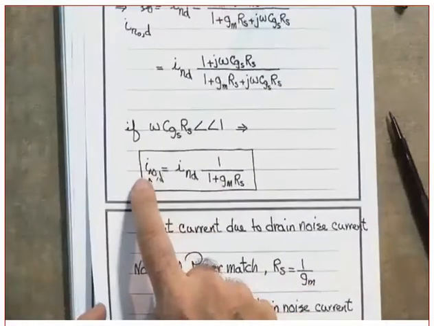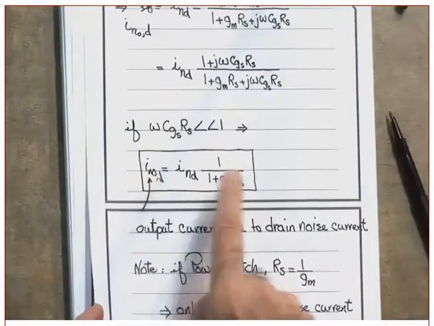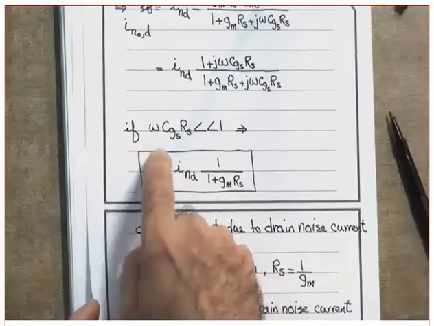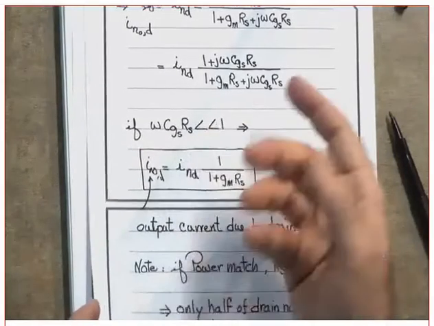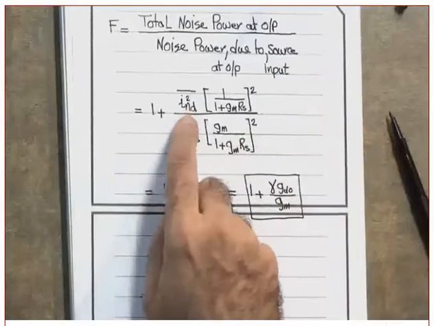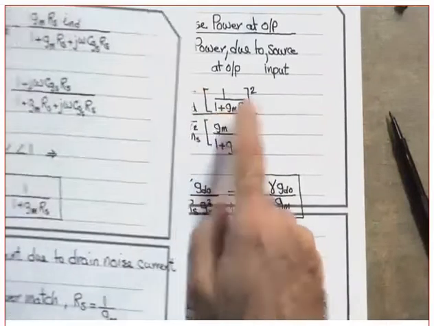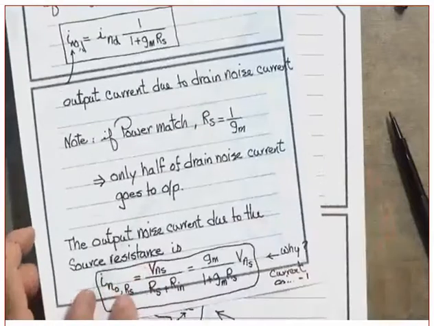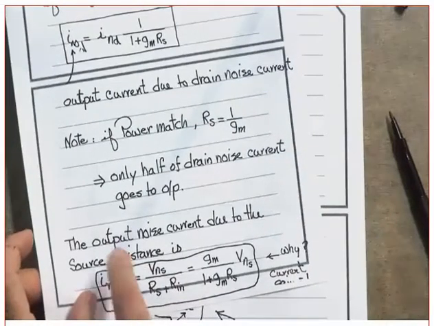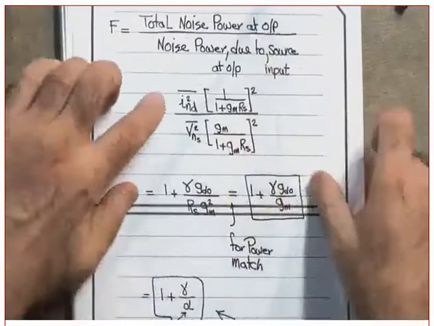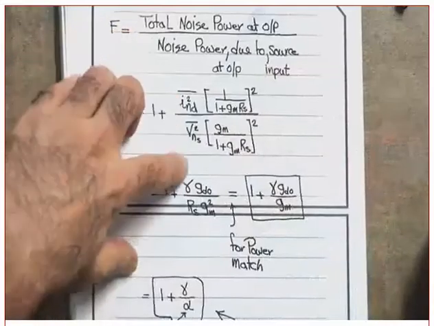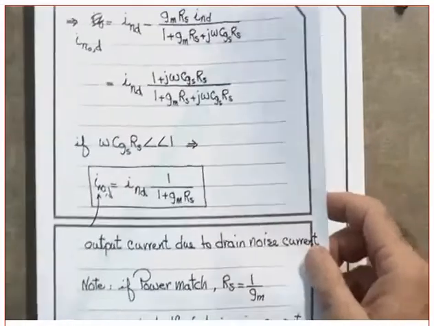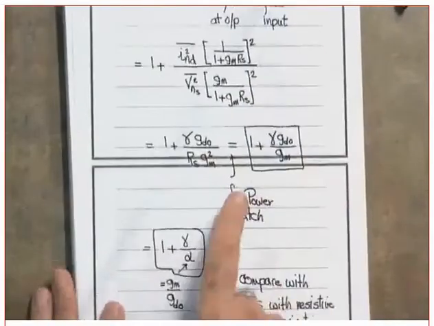I just showed you that I_ND is this. What did I do? I square both sides and I took what? Average. Did you get it? Yes or no? So I get what? I square ND average, and then what? 1 plus GM RS, the whole thing squared. Where did this come from? Same thing. This I_O, I square it, yes? And I took what? The average. And then what? I substitute the I_ND squared average and the VNS squared average from the definitions, the 4kTB, and so on and so forth. I put it in there. This is what I get.